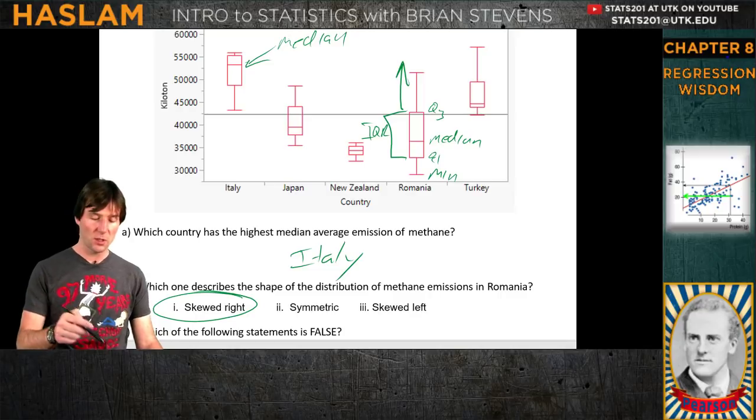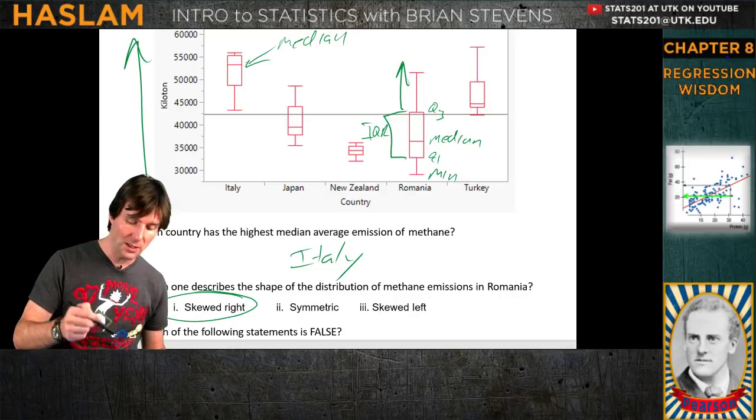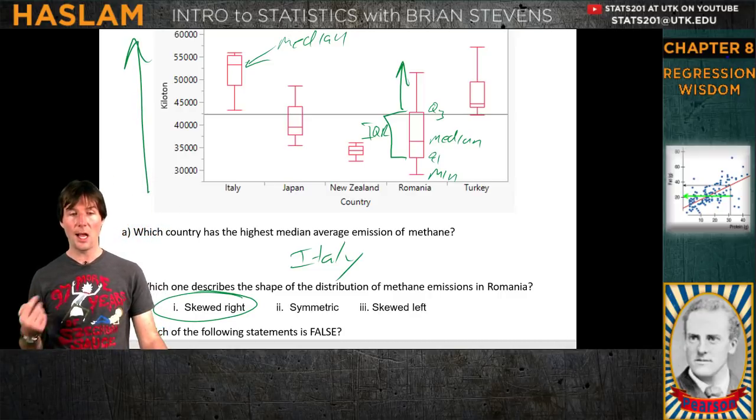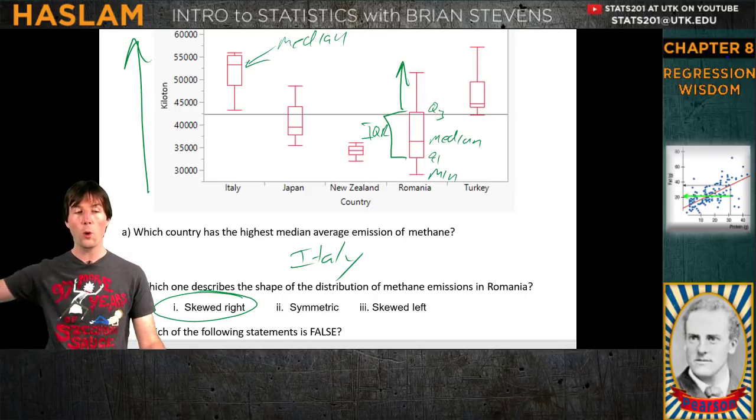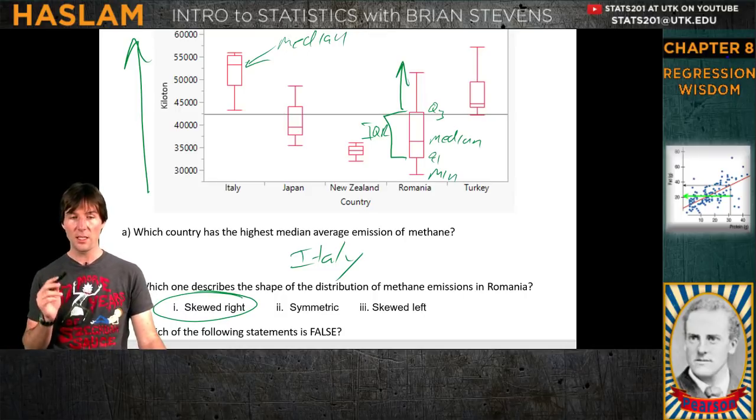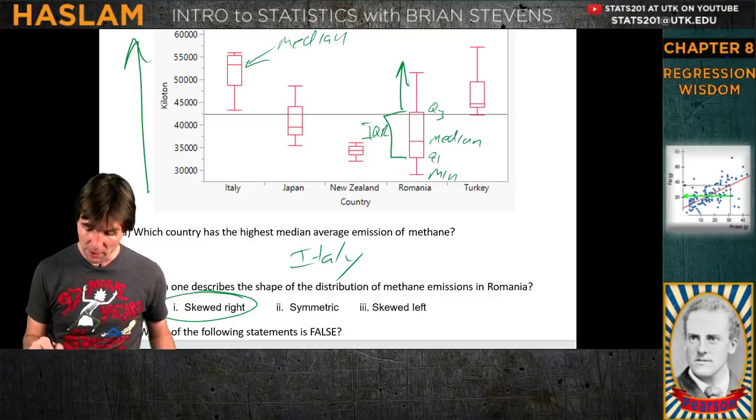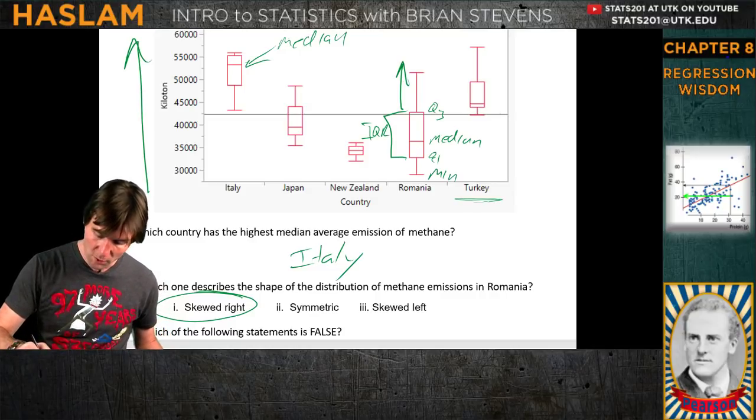And how do I know that's to the right? Because this is the high side right here. So this is the high side of the data, so it's pulled to the high side. It's slightly symmetric. I would actually probably ask about Turkey. Turkey is even more right skew.